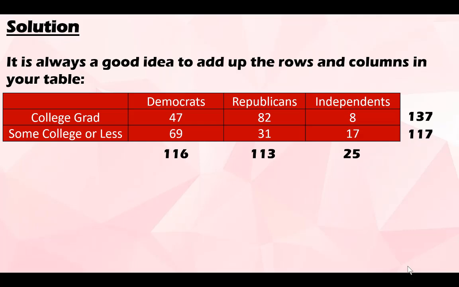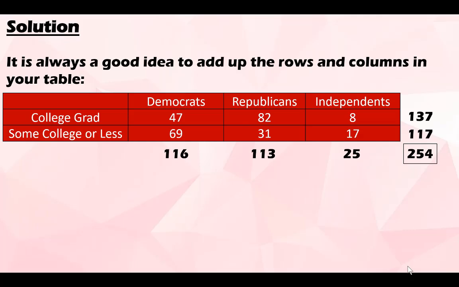So now we're going to go ahead and add. We want to add the numbers on the bottom together, and we also want to add the numbers on the side together. Those two sums should come out the same, because those two sums represent the same number of people. And when we add them together, we end up with 254. That's the total number of individuals that attended this rally.